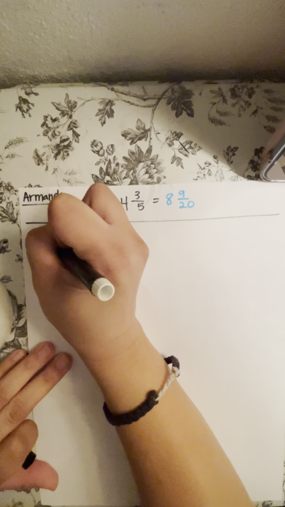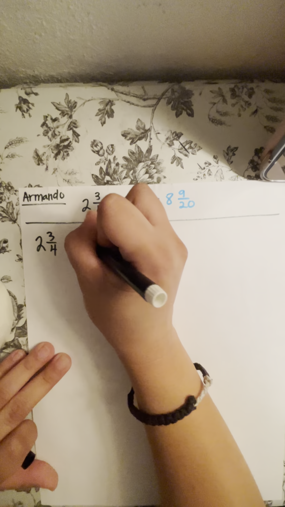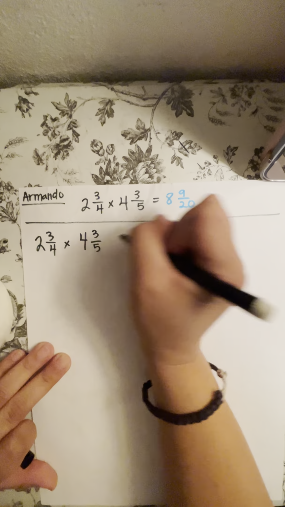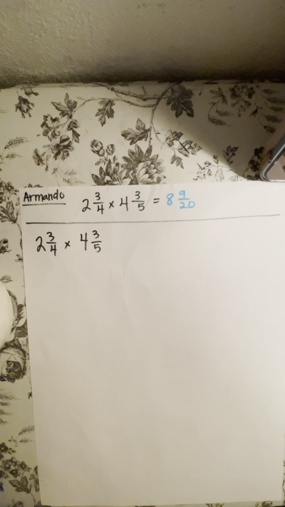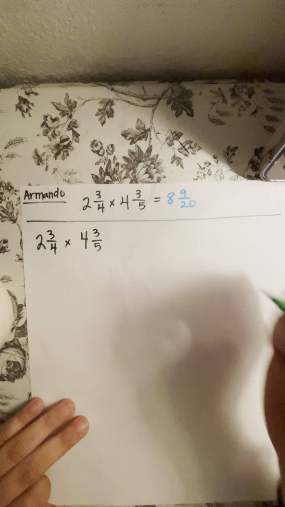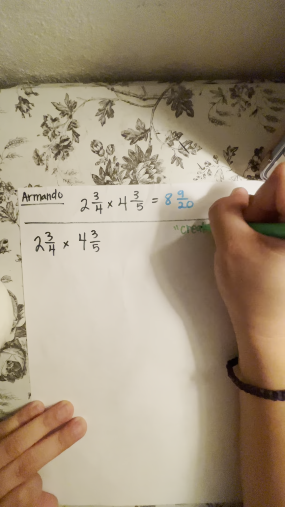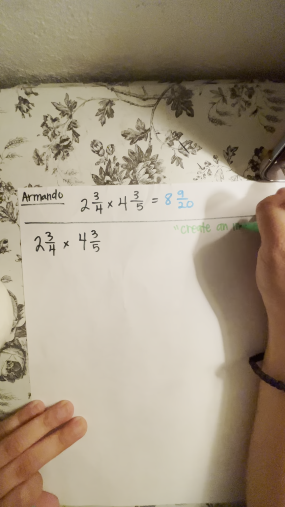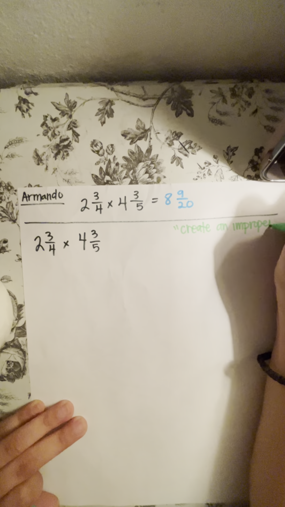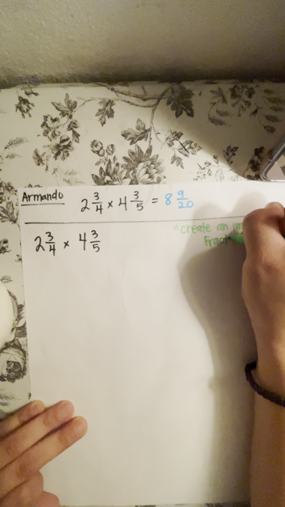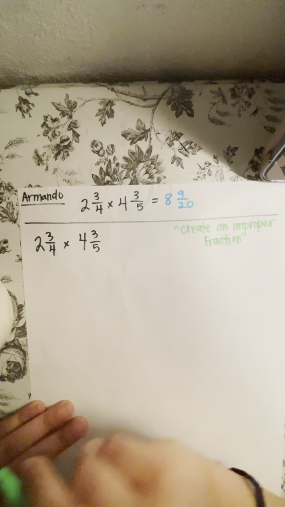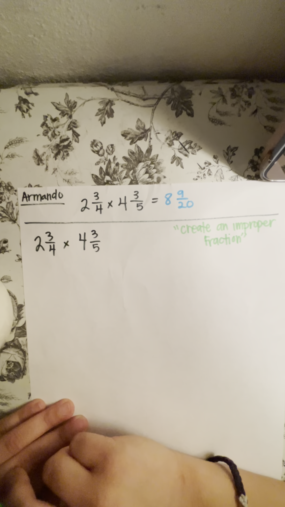So let's start with rewriting our equation. So I'm gonna go 3 over 4 times 4 with 3 over 5. So our first step is creating an improper fraction. I'm gonna write that over here for you so you can use it for notes. So we're gonna create an improper fraction. But ask yourself this question: how do we create an improper fraction?